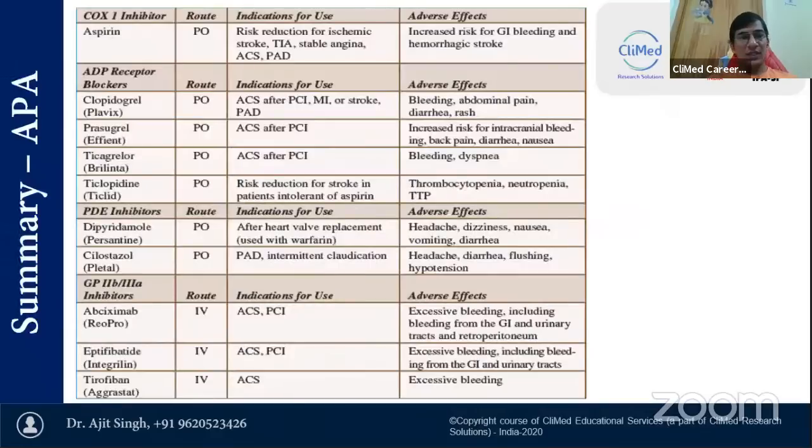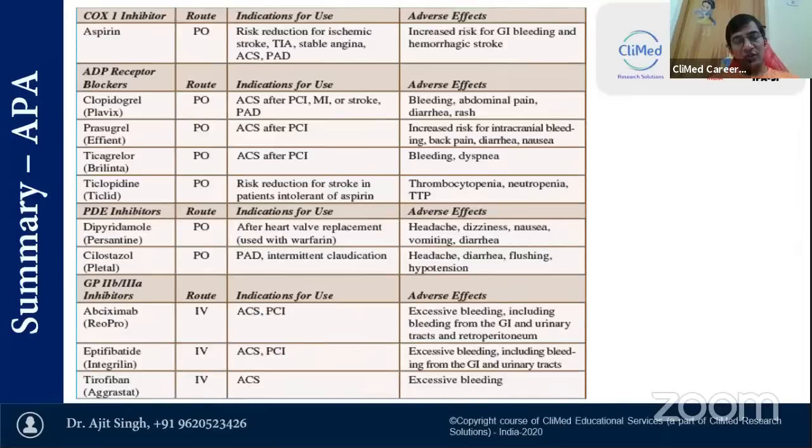I think we should be done with the summary of antiplatelet drugs, as aspirin, all indications and all we have talked about. Let's talk about the adverse effects. Aspirin has an increased risk of GI bleed and hemorrhagic stroke, and ADP receptor blockers also have the bleeding adverse effect and abdominal pain or diarrhea. But in case of ticagrelor, there is dyspnea and bleeding, and prasugrel can also cause intracranial bleeding. That's why we should not give it in case of a stroke, right?